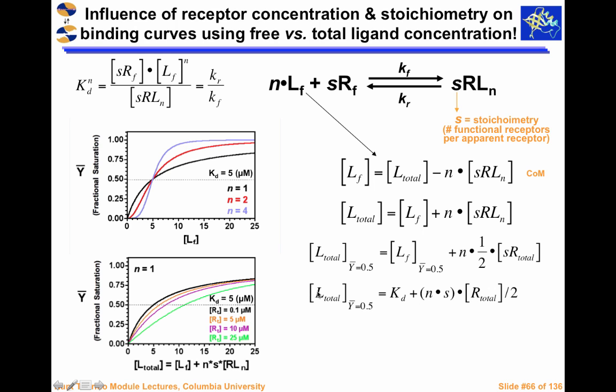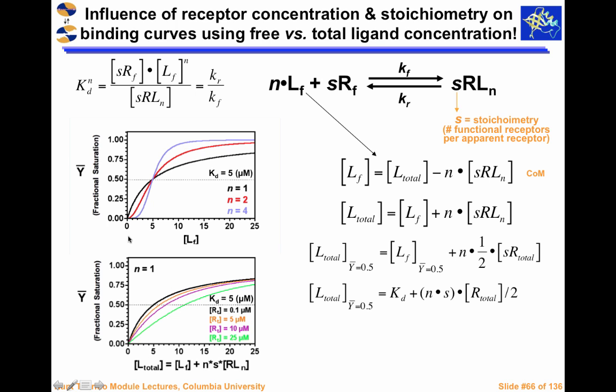So we know the total ligand in a very straightforward arithmetic way. In general, it's the free plus the bound. At 50% saturation, it is specifically the free, which is Kd at 50% saturation, plus n times RT over 2. So what this means is that going from free ligand to total ligand, we just have to arithmetically move along the ligand concentration axis.